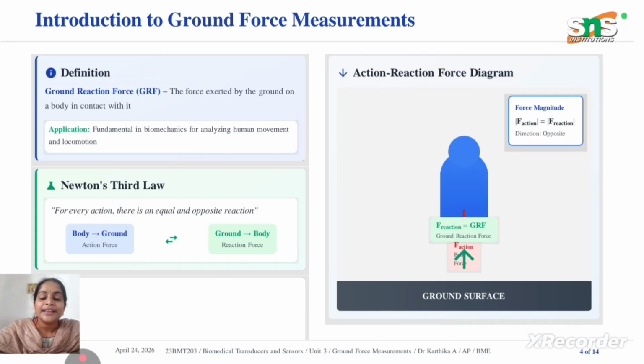See, ground force measurement is the force exerted by the ground on a body in contact with it. The application is fundamental in biomechanics for analyzing human movement and locomotion, which involves Newton's third law: for every action, there is an equal and opposite reaction. Body to ground is the action force; ground to body is the reaction force.